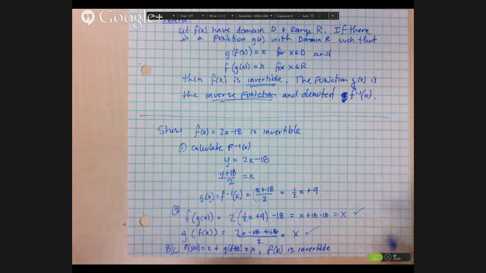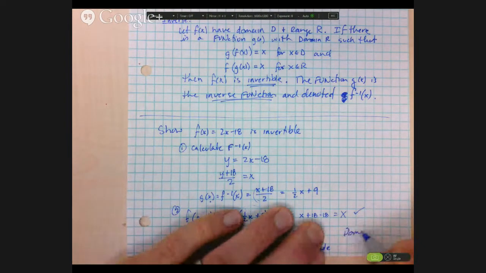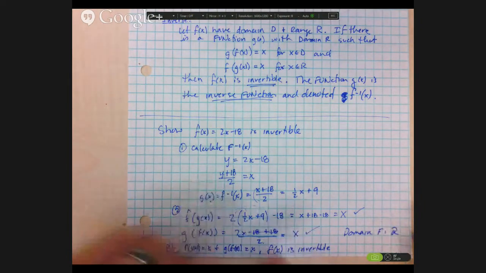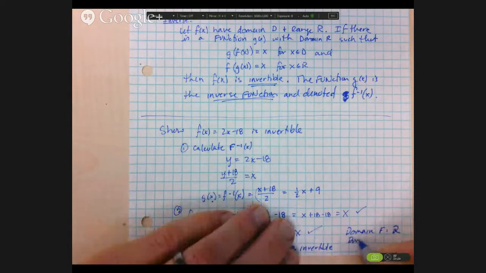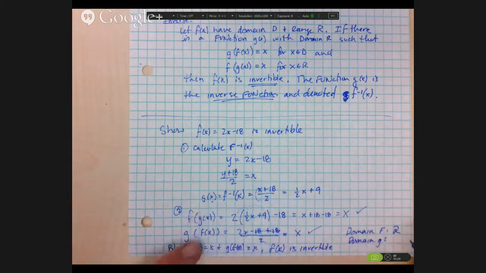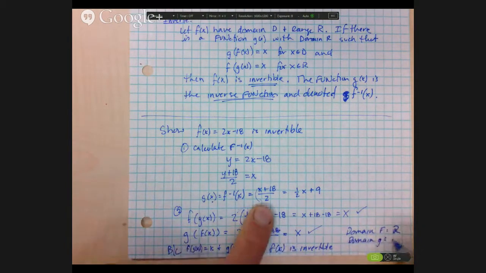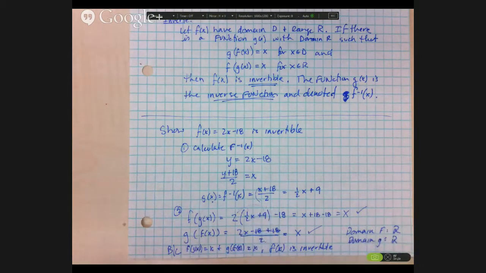Here's a question. What is the domain of f? It's the real numbers, because it's linear. What's the domain of the inverse of f, or g? Well, it's also linear, so the domain is the real numbers there too.